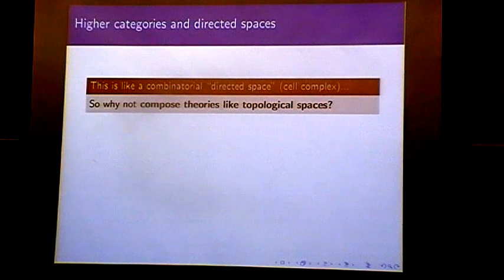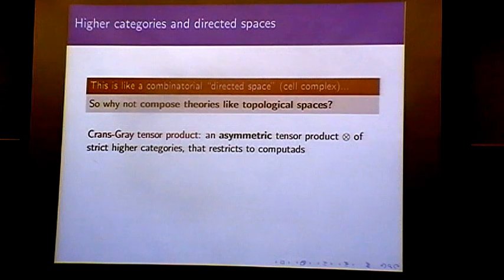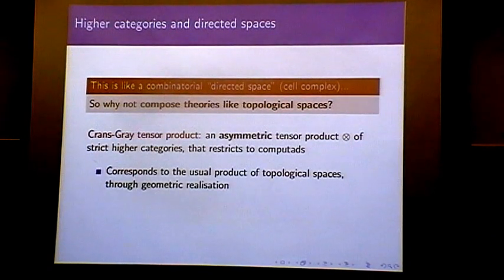So the simple idea is that we can take these algebraic theories described like this, and we can compose them as we would compose topological spaces. And the main operation here is something called the Crans-Gray tensor product, which is an asymmetric tensor product on higher categories, which happens to restrict to these freely generated theories. So the tensor of freely generated ones is again freely generated. And if we forget all directions and take some kind of topological realization, this product is just the Cartesian product of topological spaces.